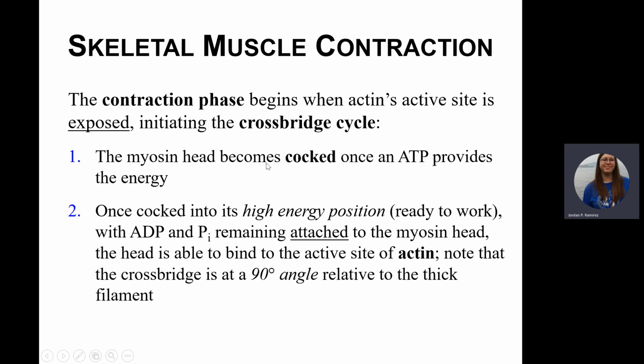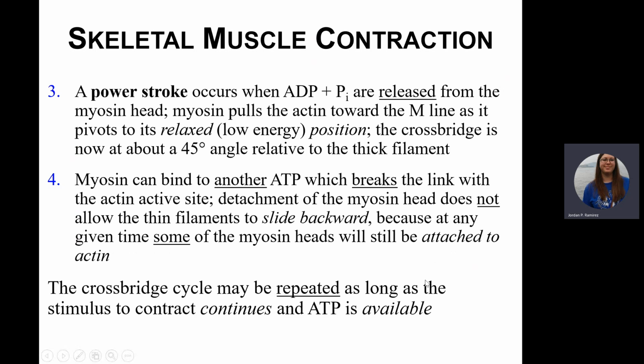And as an adenosine diphosphate and phosphate, that's what that is, sorry. All right, so a power stroke occurs when ADP and P are released from the myosin head. So myosin pulls the actin towards the M line as it pivots it to its relaxed or low energy position. The cross bridge is now at about a 45-degree angle relative to the thick filament.